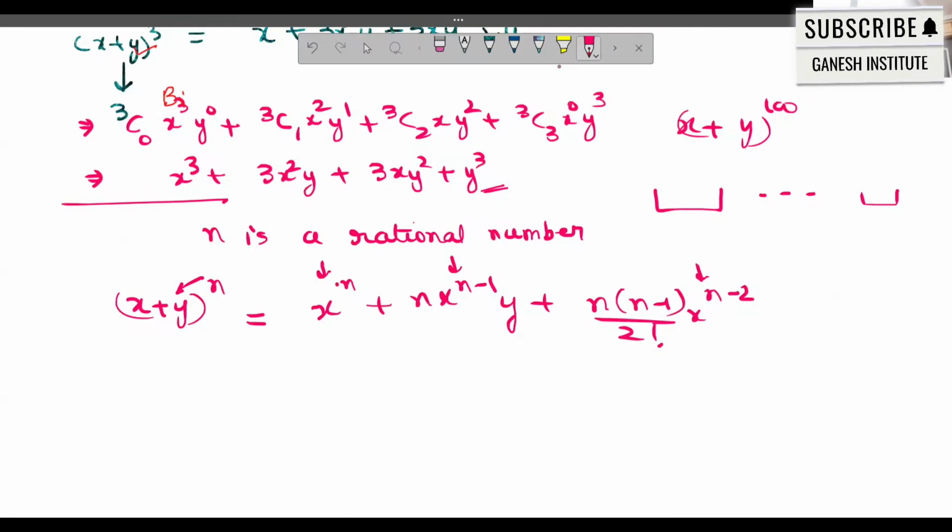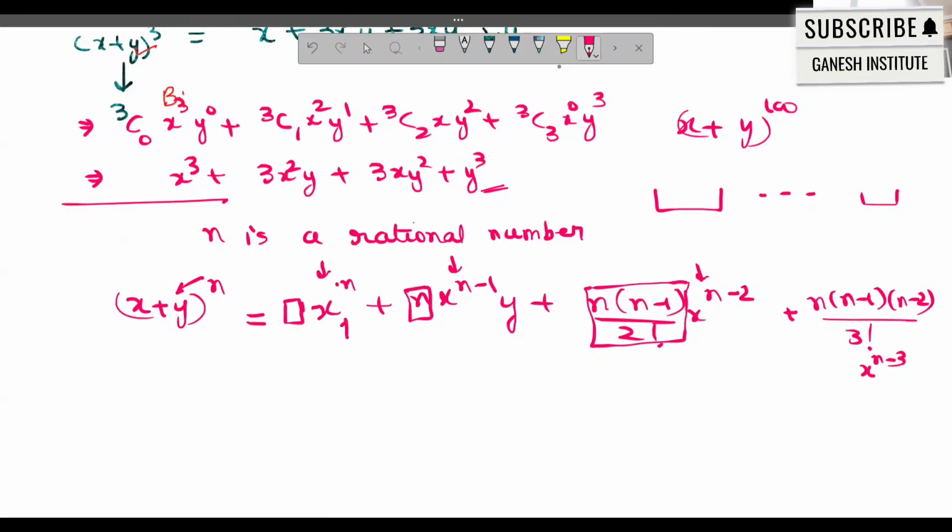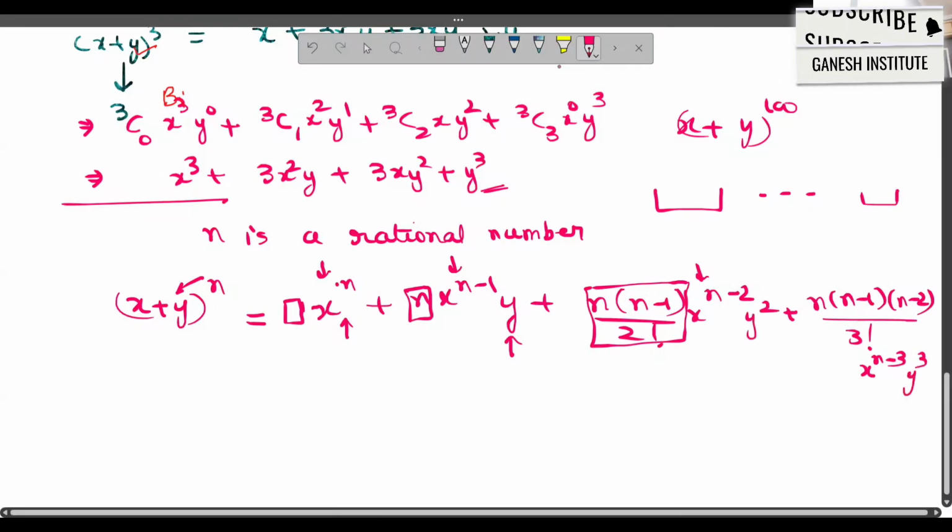Here, for 1 factorial, nothing is needed. Here you have n, here you will have n into n minus 1 by 2 factorial. Then you will have n into n minus 1 into n minus 2 upon 3 factorial. And here you don't have y, this is y raised to power 1. Then you will have y square and y cube.